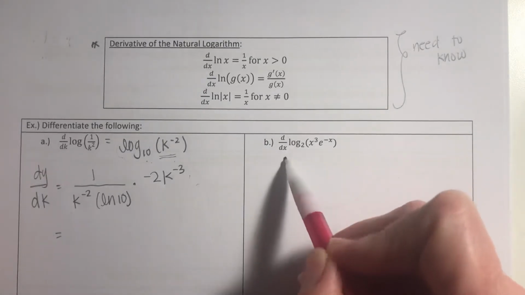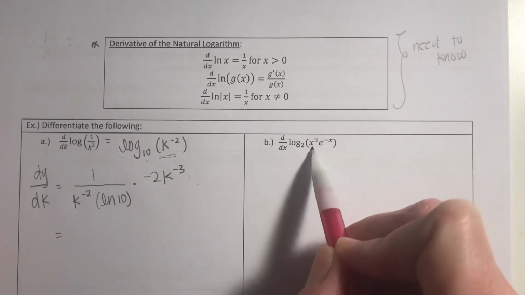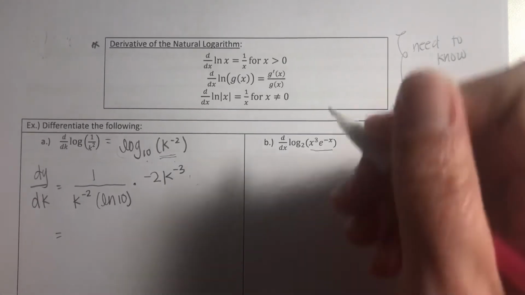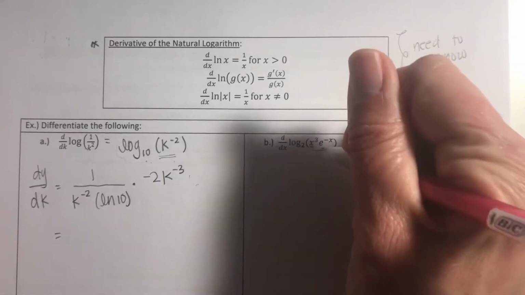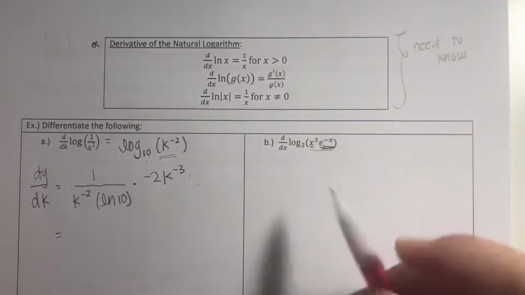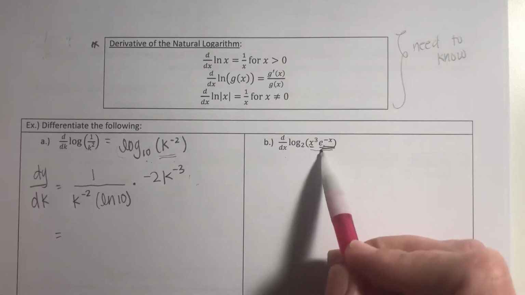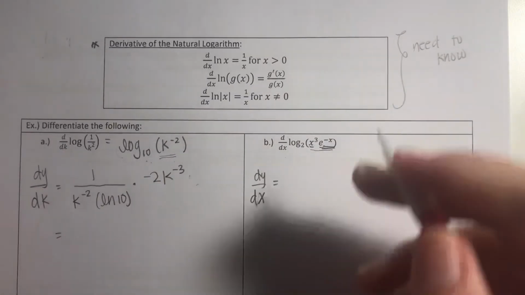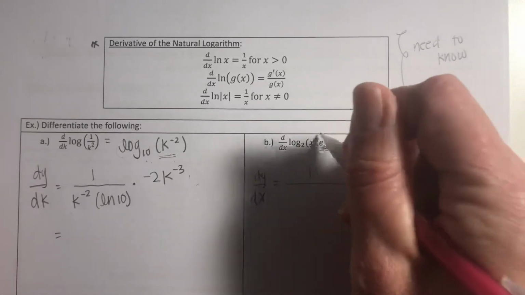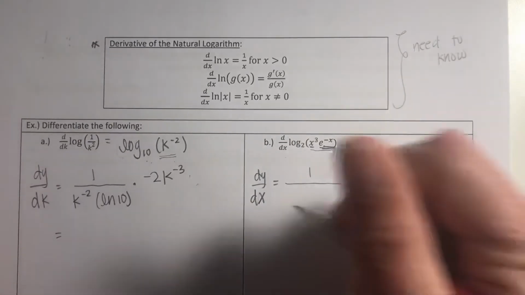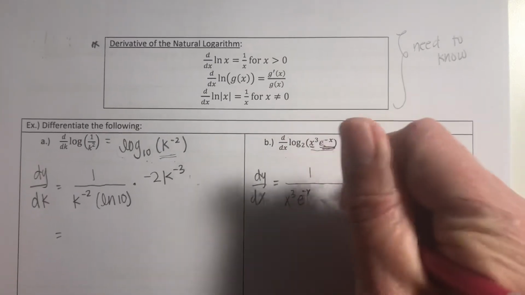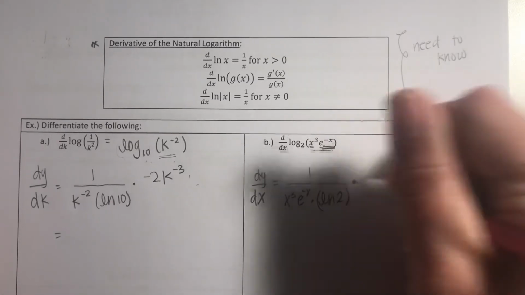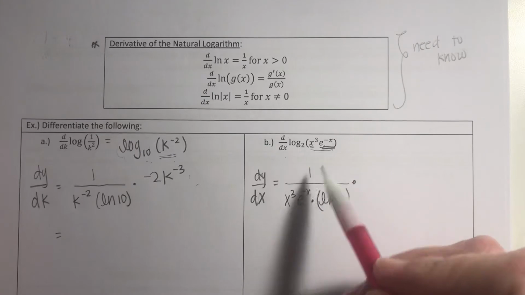The next one says take the derivative with respect to x of log base 2 of x cubed e to the negative x. Again, remember that this has an inside function, but I also want you guys to realize that this time it doesn't just have one thing, it has two. So we're going to have to use the chain rule and the product rule. So let's go ahead and put dy dx to show we have our derivative. We're going to have 1 over what we're taking the logarithm of, which is x cubed e to the negative x, times ln of the base, which is the same, base 2, times the derivative of the inside function. This is the chain rule.